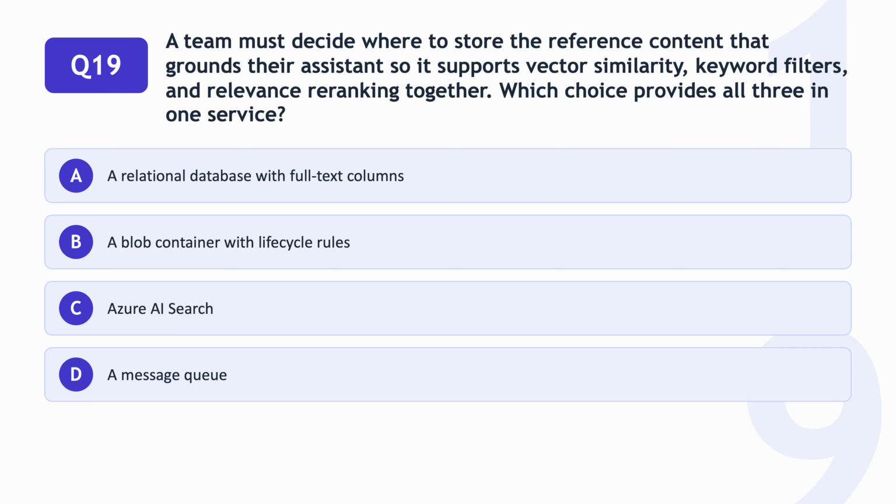Question 19. A team must decide where to store the reference content that grounds their assistant so it supports vector similarity, keyword filters, and relevance re-ranking together. Which choice provides all three in one service? A. A relational database with full text columns. B. A blob container with lifecycle rules. C. Azure AI Search. D. A message queue. Pause the video now if you don't want to hear the answer yet.